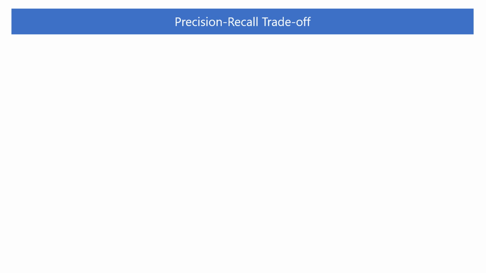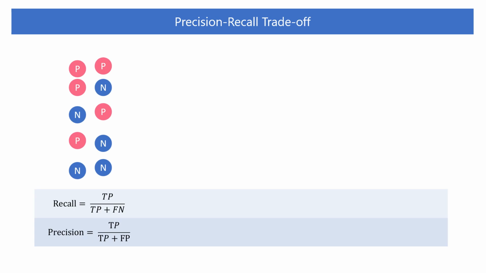As we have seen, as recall increases, precision decreases, and as precision increases, recall decreases. In other words, there is a trade-off between recall and precision. Let's take a closer look at this point. As an example, consider the following data. The pink dots represent positive cases, and the dark blue dots represent negative cases. Let's see how the recall and precision values change by moving the boundaries of the model that classifies this data.